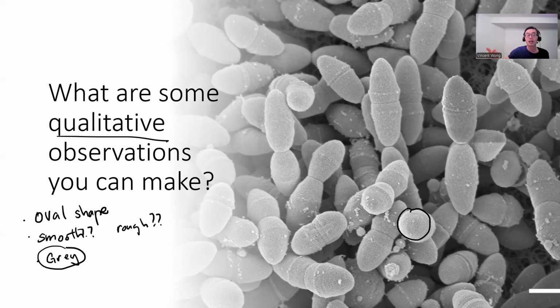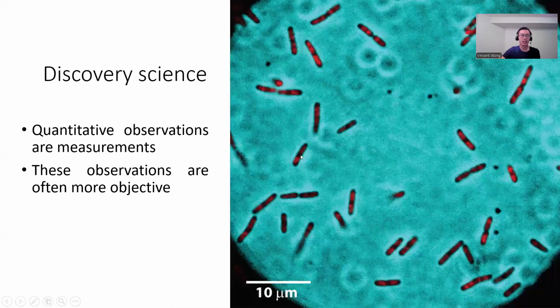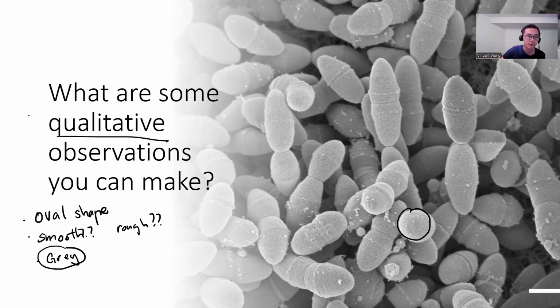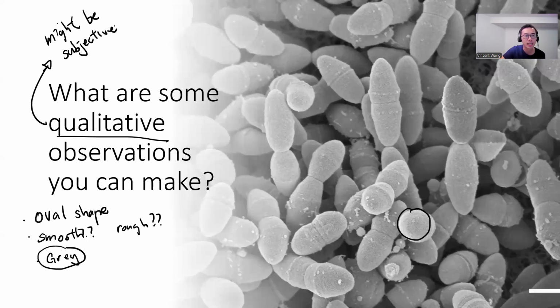And this is part of discovery science. You're not changing anything. You're just observing. You're just looking at things as they are, and recording what it is that you're looking at. Because qualitative observations are quite subjective, let me write down for you: might be subjective. Subjective means it depends on the person.